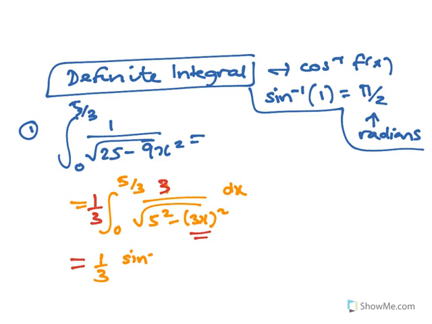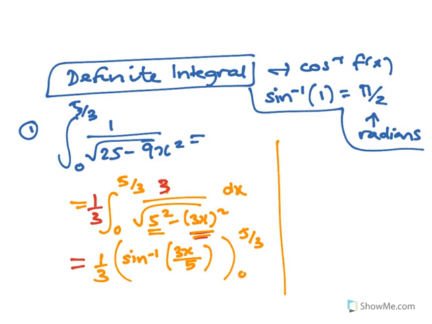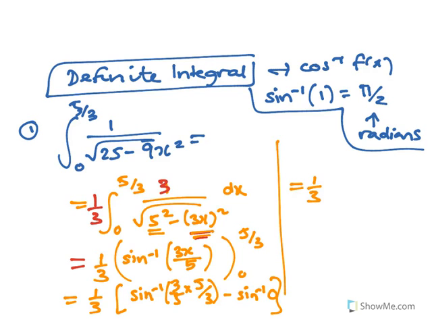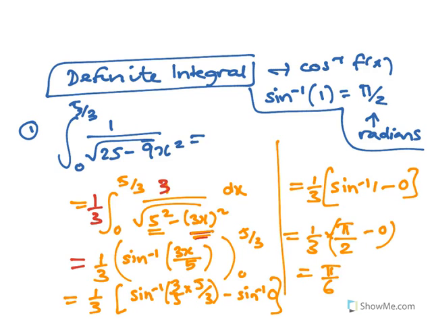Now that's going to be a sine the minus 1 of f of x. The f of x is the 3x over a, which is 5. Now we're going to go from 0 to 5 on 3. So we just have to substitute that in. So it's 1/3 sine the minus 1 of 3 on 5 times 5 on 3 minus sine the minus 1 of just 0. So it's 1/3 sine the minus 1 of 1 minus sine the minus 1 of 0, which is just 0. So sine the minus 1 of 1 is 90, so that's pi on 2 minus 0. So you end up with pi on 6.